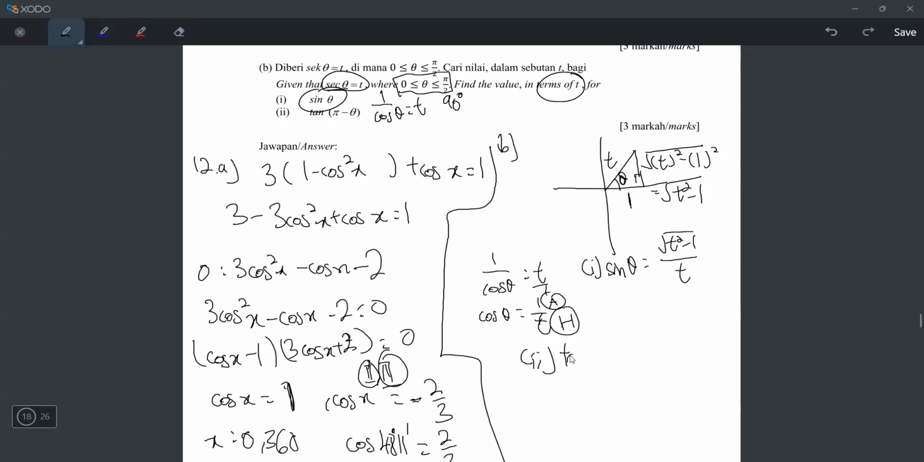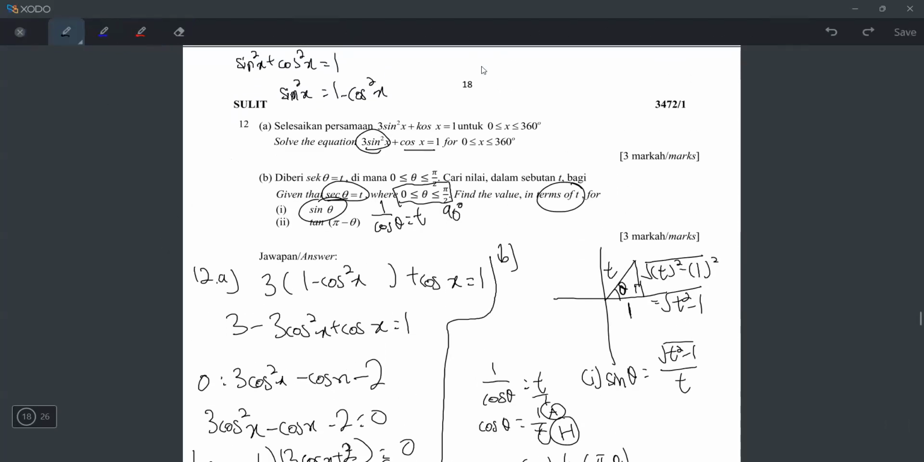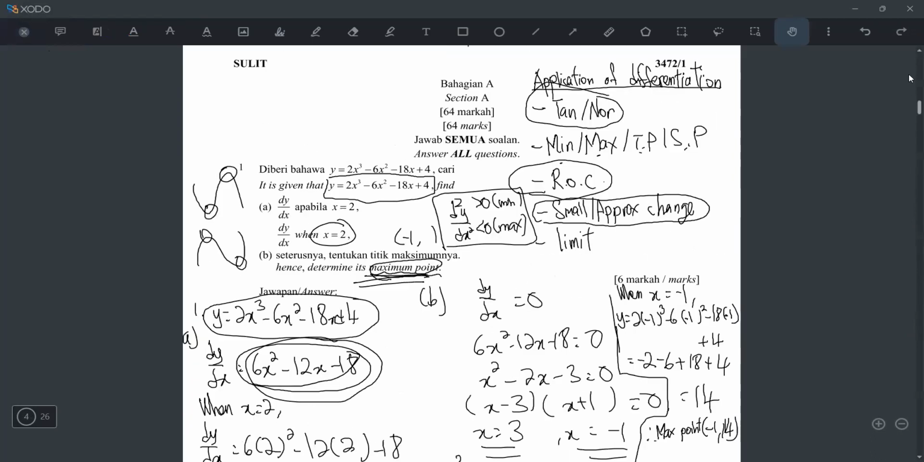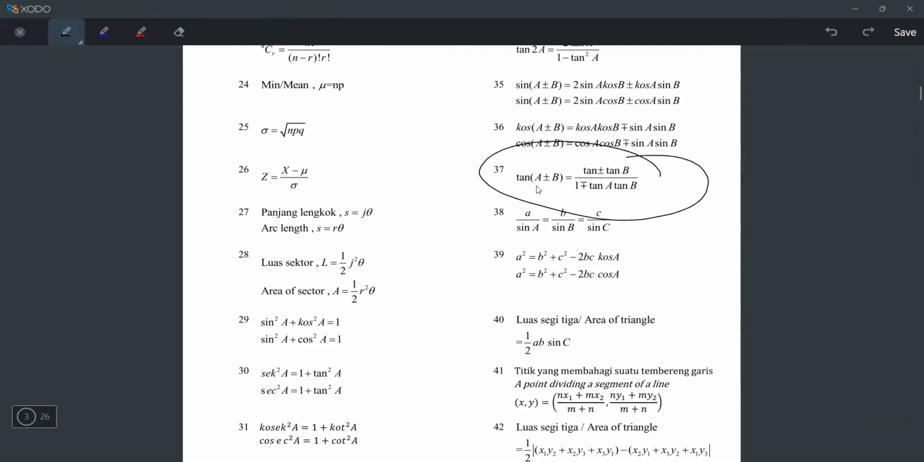Okay, the next one is tangent of pi minus theta. Whenever I see plus or minus inside the bracket, I will definitely use the multiple angle formula, the tangent A plus minus B formula. I don't know if you remember or not, so I will show you the formula. I will scroll up to the formula part. So you will find tangent A plus minus B. Okay, I found it already, somewhere here. Did you see it? This one. So angle plus minus angle. The formula is tangent A plus minus tangent B over 1 minus plus tangent A tangent B.